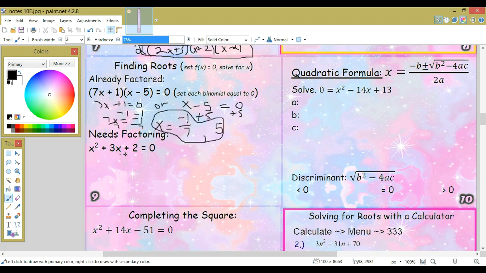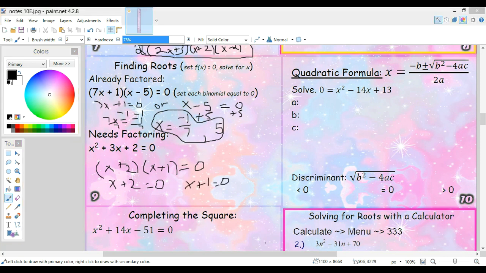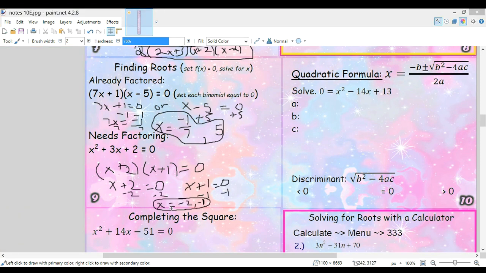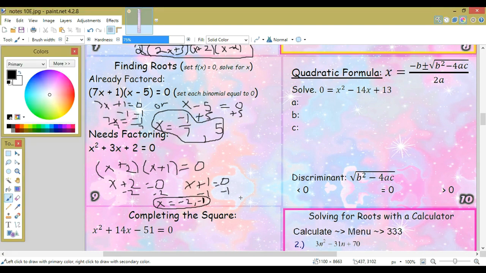Now, what if it needs factoring? Let's do our x factor method. So we multiply 2 and 1. Find two numbers that multiply to give you 2 and they add to give you 3. That would just be 2 and 1. They're both positive. Now you're in the factored form again, so you set each of the binomials equal to 0 separately with your 0 property. And if you solve for x on both of these, you get x equals -2 and -1.